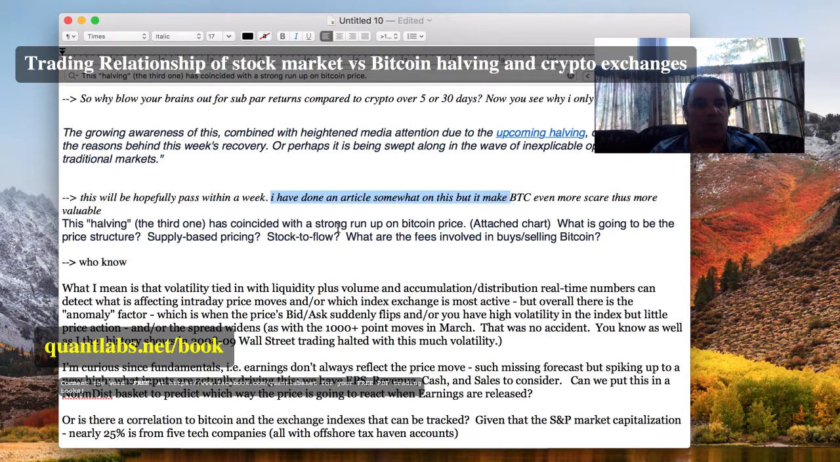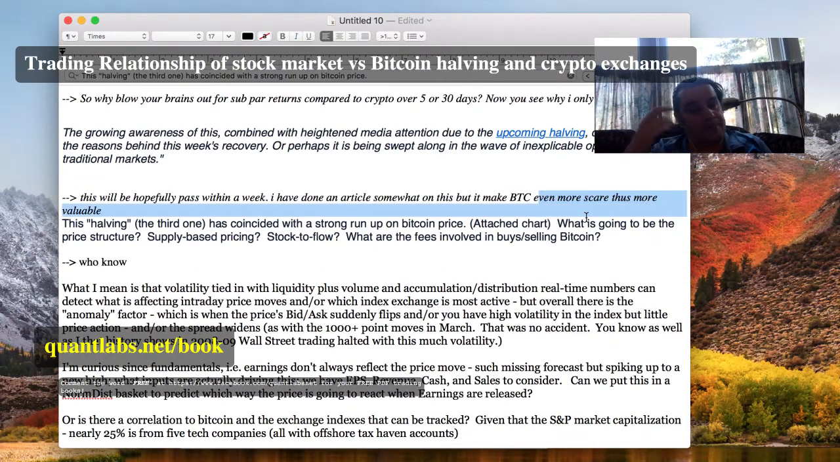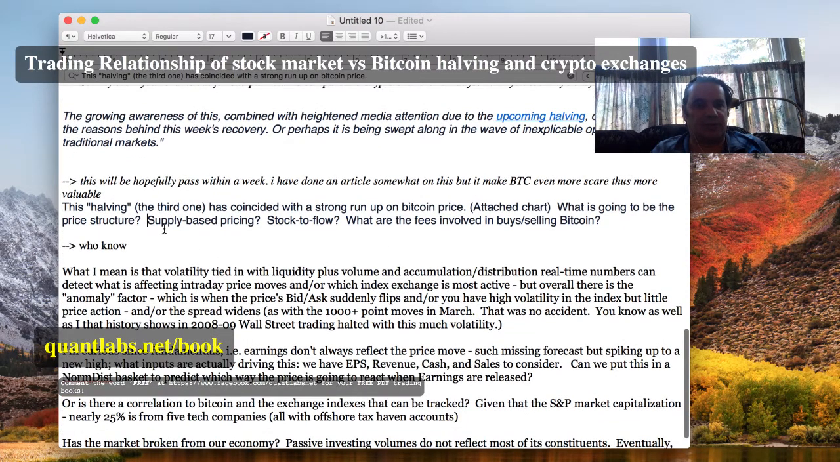But then what will happen after the fact? I've done an article on it, even more. But these halvings make Bitcoin less scarce and more valuable as people look at it as the liquid digital gold. This halving, the third one, has coincided with a strong run up on Bitcoin. What is going to be the price structure? Supply side based pricing, stock to flow.